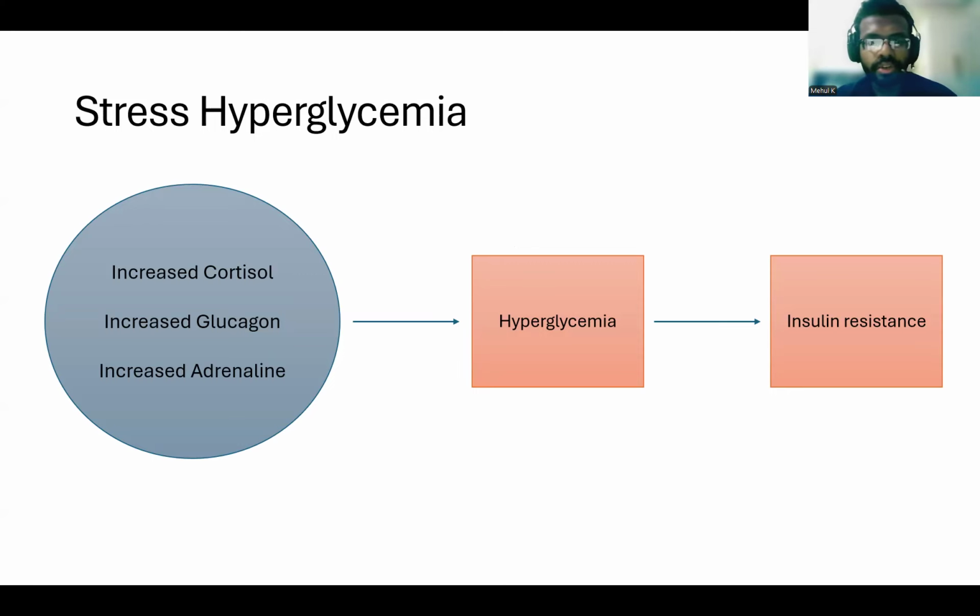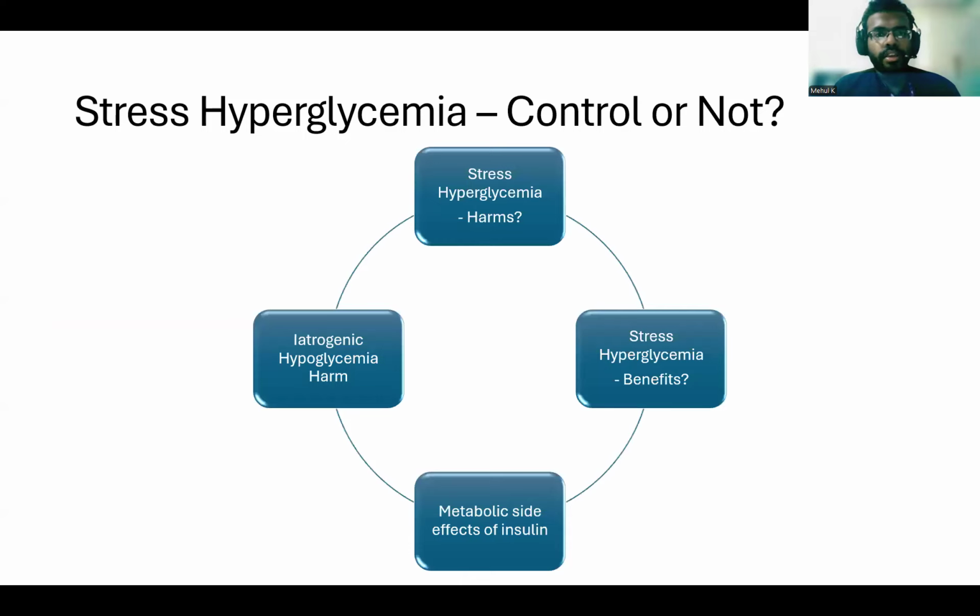So why does this happen? Basically, because of the underlying trigger, you have increased stress hormones like cortisol, glucagon, and adrenaline, and this will lead to hyperglycemia, and eventually it can lead to insulin resistance. So the question is, is stress hyperglycemia useful to the body, or is it harmful to the body? Should we control this or not?